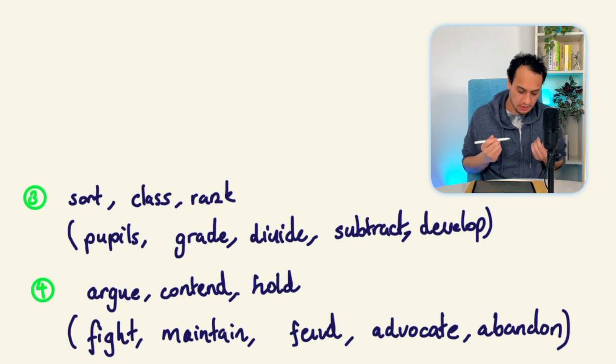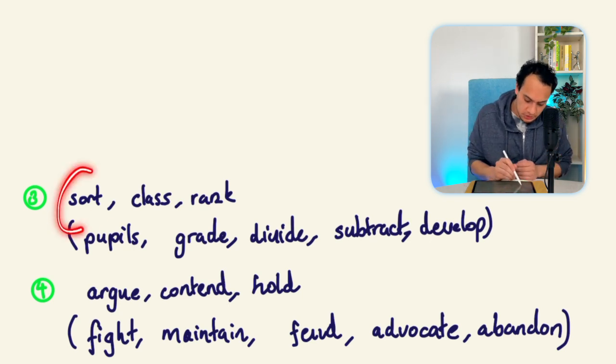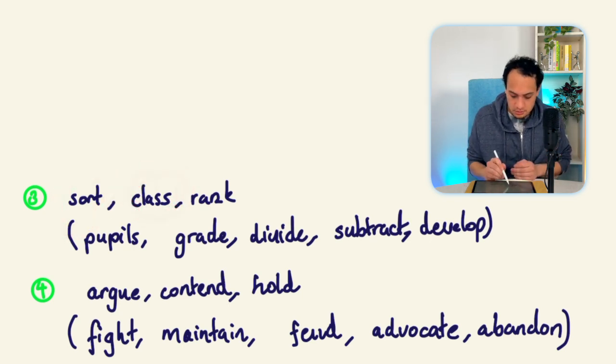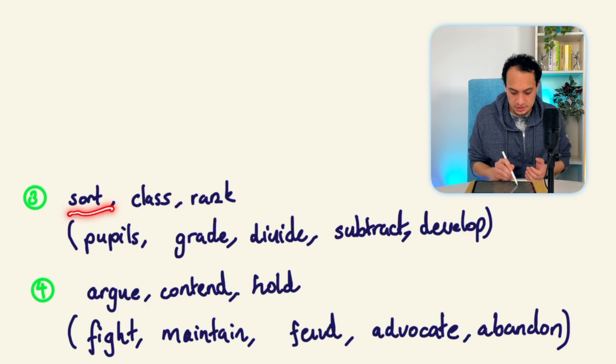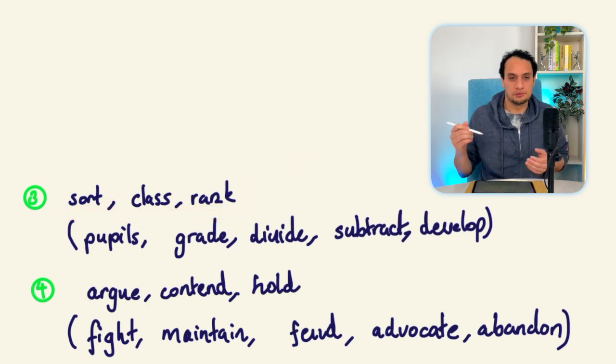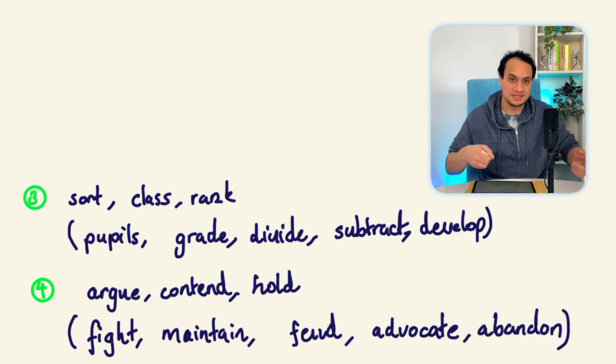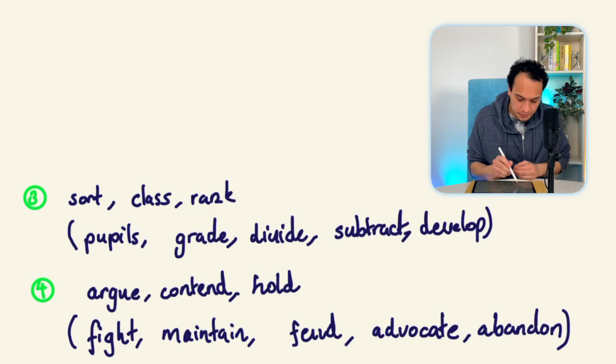So let's look at our third example. We've got sort, class, and rank. These can be used as verbs. So I can sort things, I can class things, and I can rank things. That's deciding what level that something's going to be in, or organizing something into a certain layout or something like that. So we've got sort, class, and rank.